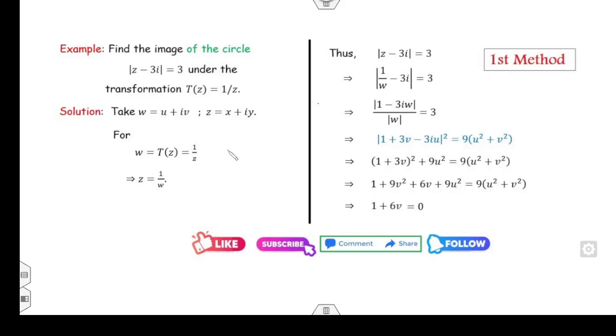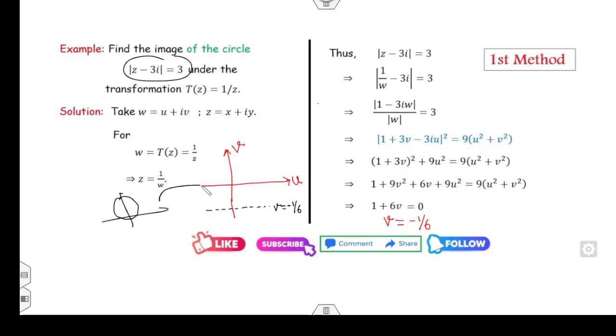So can you draw the region? That is my u, that is my v. So v is equal to minus 1 over 6. Where is the graph of v equal to minus 1 over 6? This is the line v equal to minus 1 over 6. Hence, the given circle will transform to a line, a strip parallel to the u-axis. This is the first method.